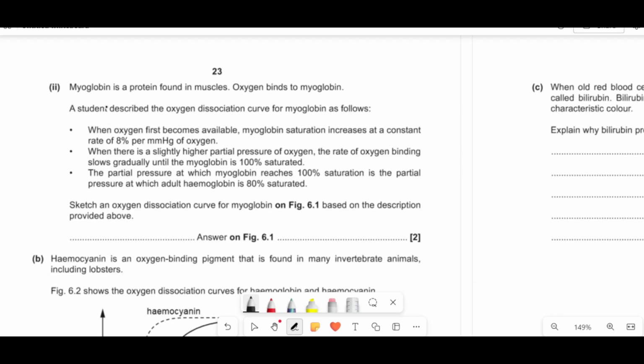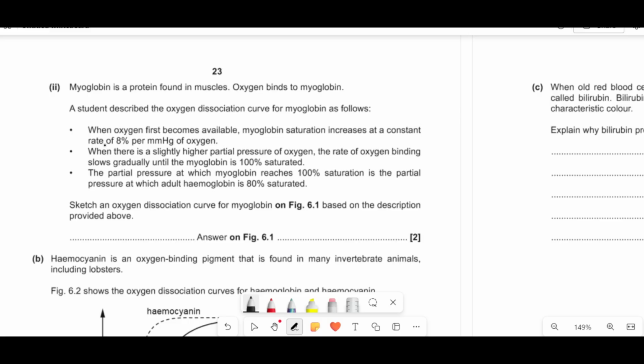There you go. Myoglobin's found in muscles. Oxygen binds to myoglobin. A student described the oxygen dissociation curve as follows. When oxygen first becomes available, myoglobin saturation increases at a constant rate of 8% per mmHg of oxygen. When there is a slightly higher partial pressure of oxygen, the rate of oxygen binding slows gradually until the myoglobin is 100% saturated. The partial pressure at which this reaches 100% saturation is the partial pressure at which the adult hemoglobin is about 80. Sketch an appropriate dissociation curve based on that description, so we need to use those numbers.